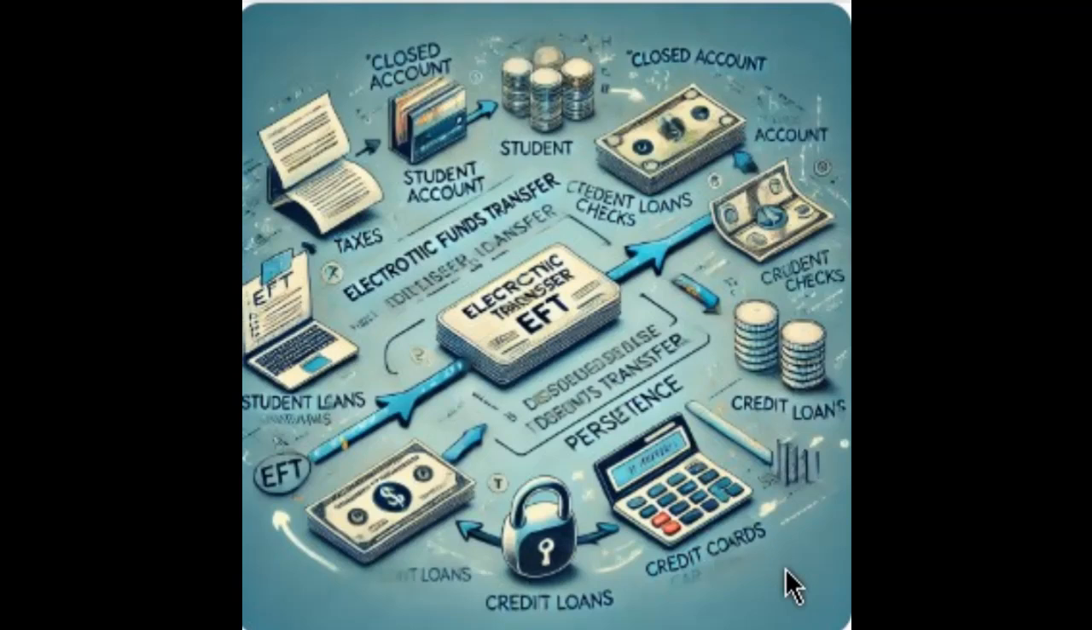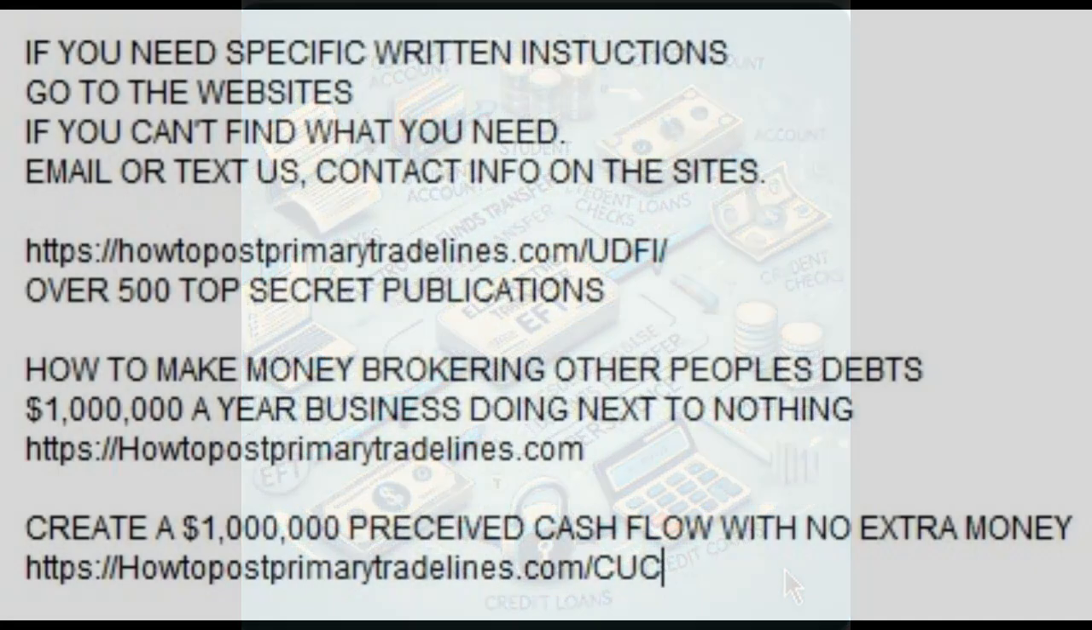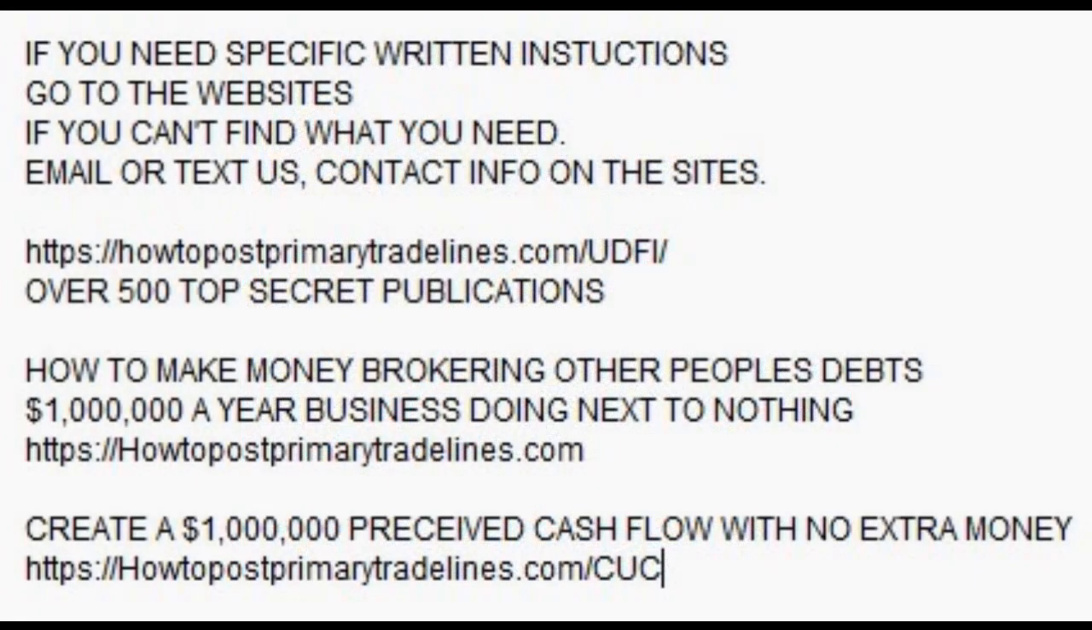By adhering to the necessary steps and maintaining proper communication, you can effectively use EFT transactions to manage and discharge your debts. This information is for educational purposes only. This is not legal or financial advice. We offer this information as it is presented to us, we neither endorse nor discredit it. Make your own decision regarding the content.